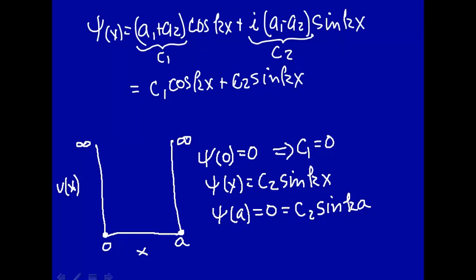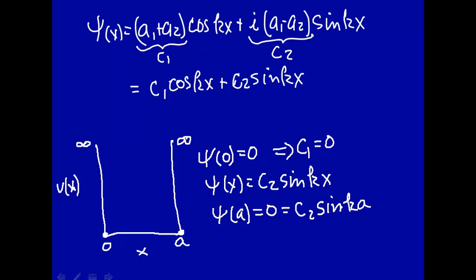All right, well, what does this mean? This means that k cannot be any number. k has to be a number that will set this equal to 0. Now you're saying, well, what about C2? Can't C2 be 0? Well, sure, but if you put C2 equal to 0, the wave function is 0, and so there's 0 probability of finding the particle anywhere in space, so it doesn't exist. So C2 can't be 0 if you want to have a particle. So this means sine ka has to be 0.